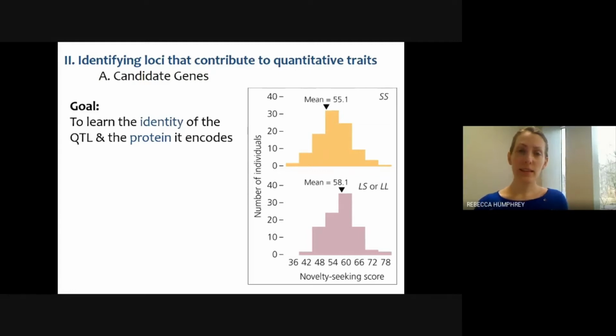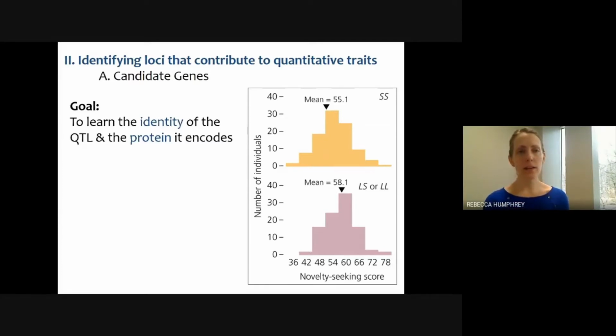Okay, this is a quick one about candidate genes. So we're in the section thinking about actually identifying loci, or if you watched the QTL analysis video, identifying actual genomic regions that contribute to these quantitative traits that we're talking about now. So candidate gene analysis has the goal of actually figuring out the identity of the QTL.